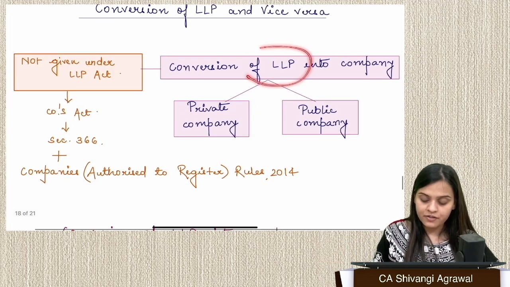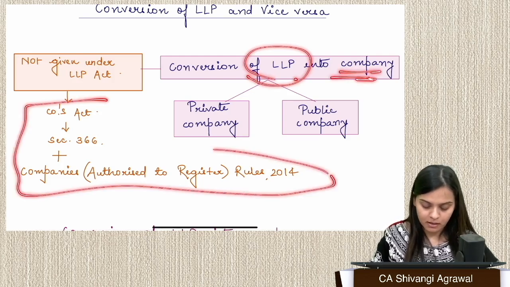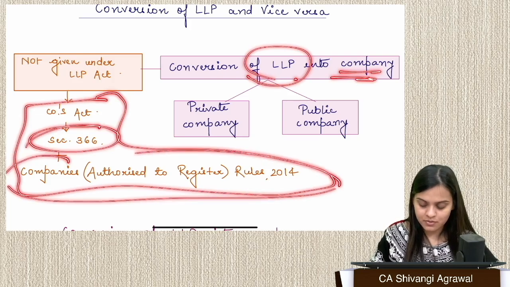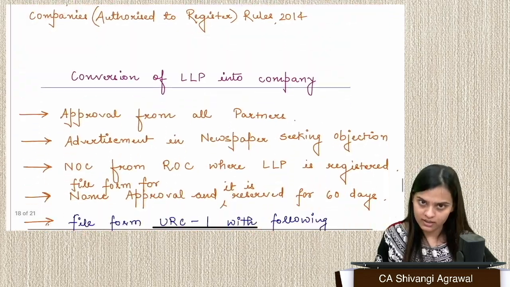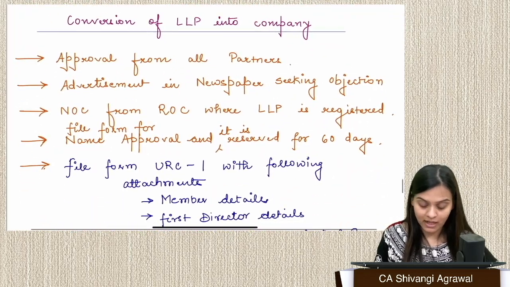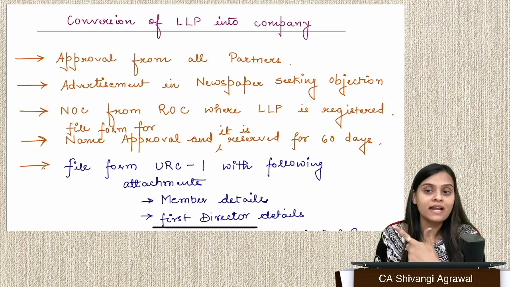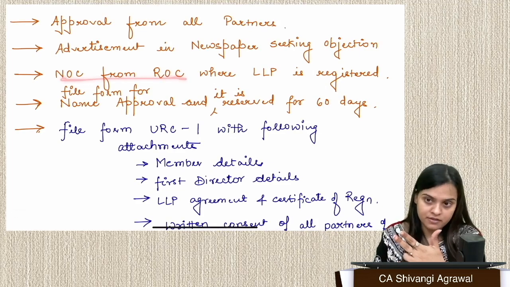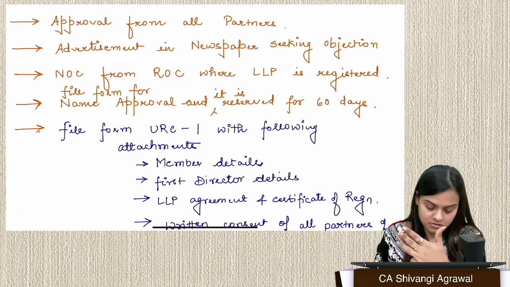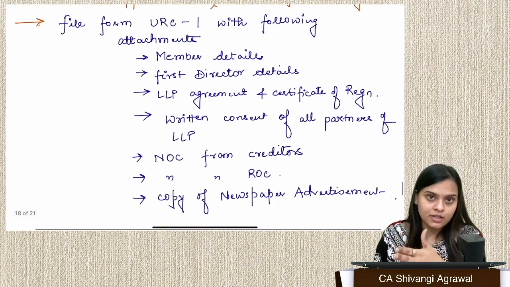Now, if LLP wants to convert itself into a company, we get this in Companies Act, Section 366, read with these rules. So LLP can get itself converted into a private company or a public company. How do you do that? You need to obtain approval from the partners. You need to publish an advertisement in newspaper seeking objection. You will take an NOC from the LLP where you are registered. Thereafter, you will reserve your name, and thereafter you will file URC1.